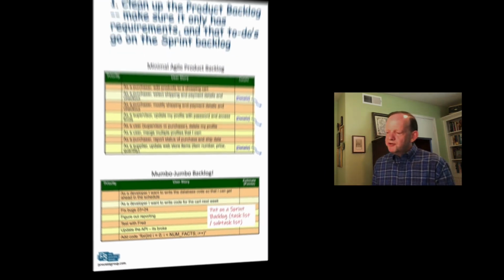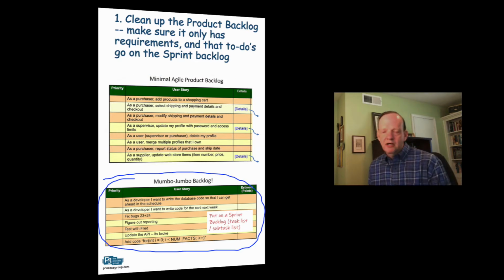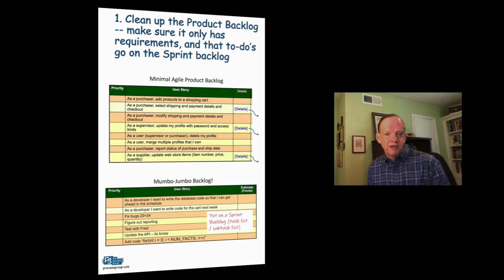So what we need to do is make sure the backlog is the product backlog and that has requirements, like the first example, and that any to-do list of the team is put below that in the tool or in the spreadsheet on a sprint backlog. So most tools allow you to put a subtask or a task list below every user story. That's where the to-do list should go.